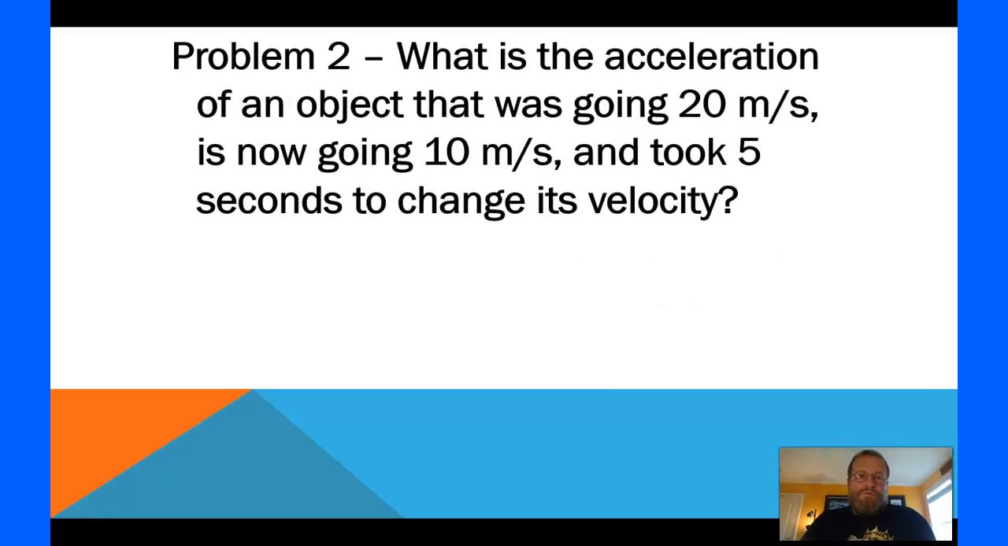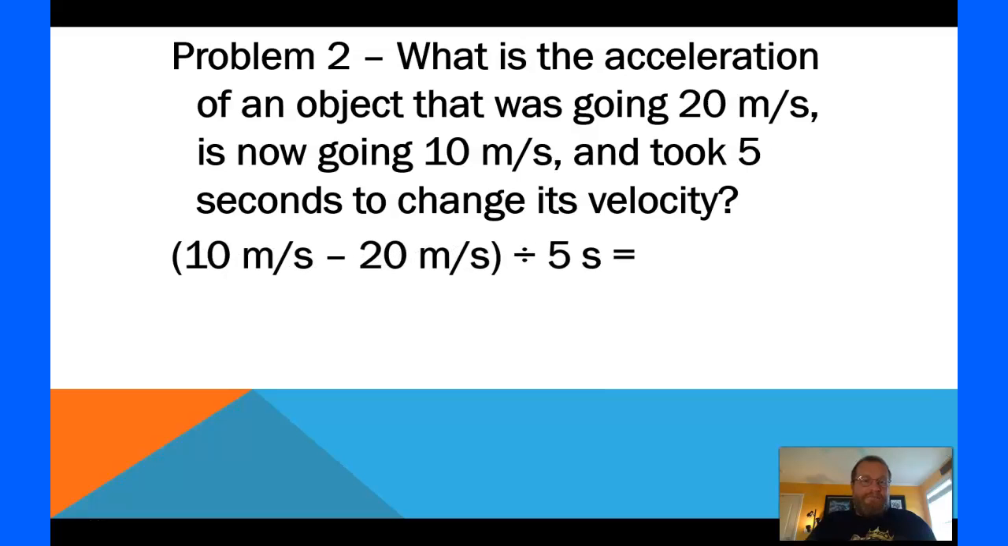Alright, problem number 2. What is the acceleration of an object that was going 20 meters per second, is now going 10 meters per second, and took 5 seconds to change its velocity? Pause, figure it out on your own, come back to me. Good, here we go. So it was going 20 meters per second, so 20 meters per second is the initial or beginning velocity because it's past tense. It is now going 10 meters per second, so that's the final velocity, and 5 seconds is the time.